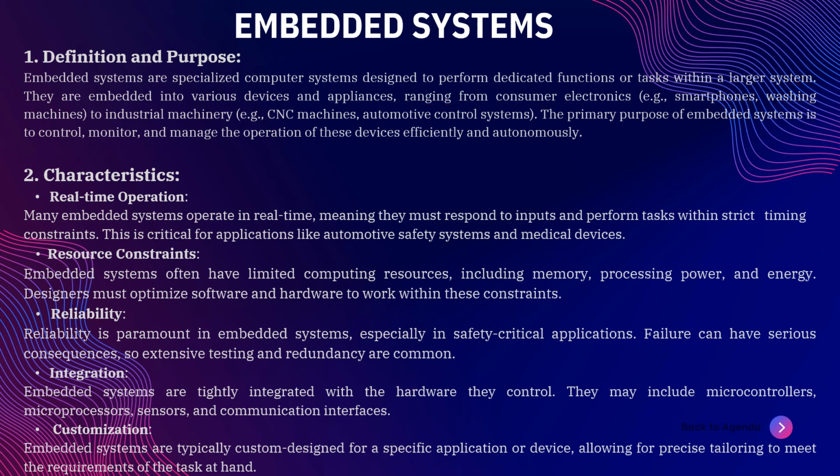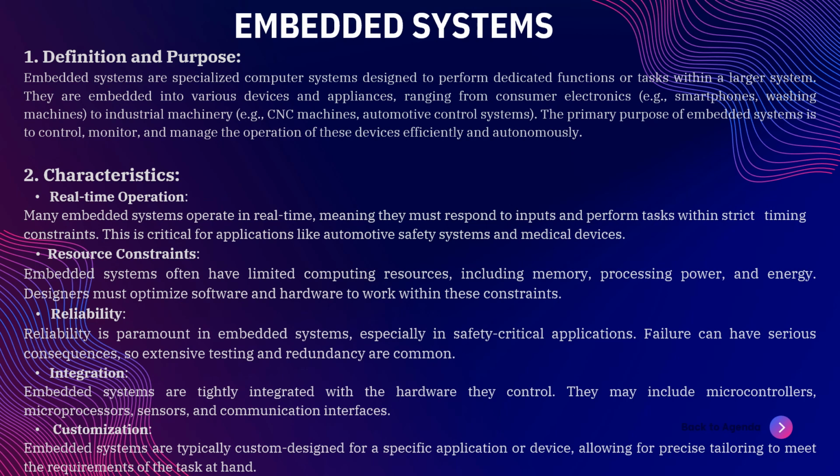What are the characteristics? There are real-time operation, resource constraint, reliability, integration, and customization. In real-time operation, many embedded systems operate in real time, meaning they must respond to input and perform a task within a strict time constraint. This is critical for applications like automobile safety systems and medical devices, for example airbags in a car system.